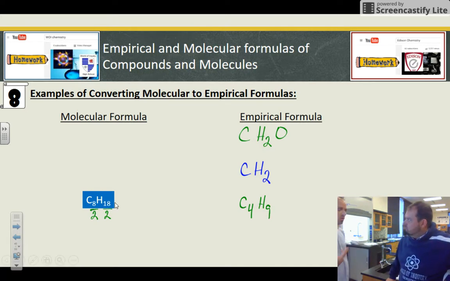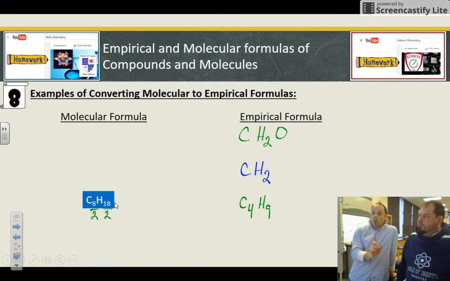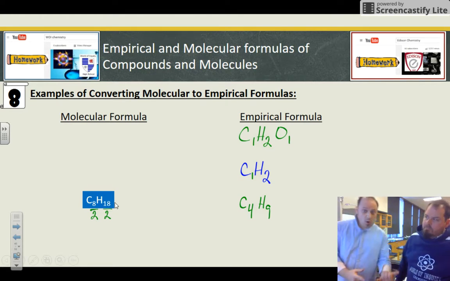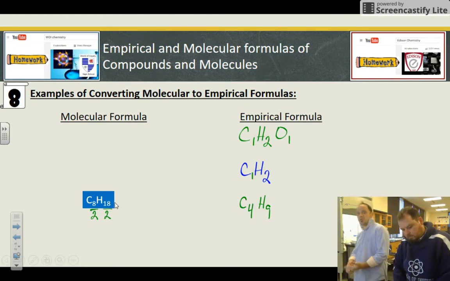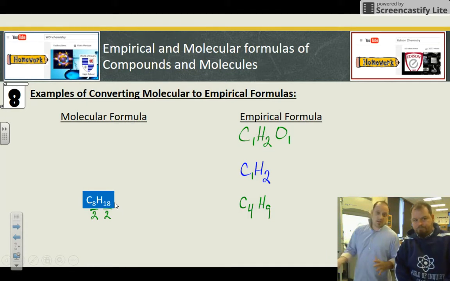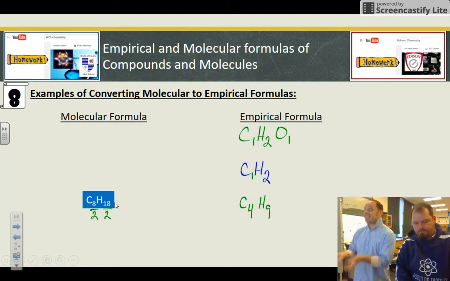And you kind of also know that you can't reduce any further when your empirical formula has both even and odd numbers in it. Let me write these ones in so that you can see. Those are the odd numbers he's talking about. So there's 1 carbon, 2 hydrogen, 1 oxygen. None of those are divisible by anything other than 1. And if you divided them by 1, you would still get the same thing. So it's as simple as it can get.